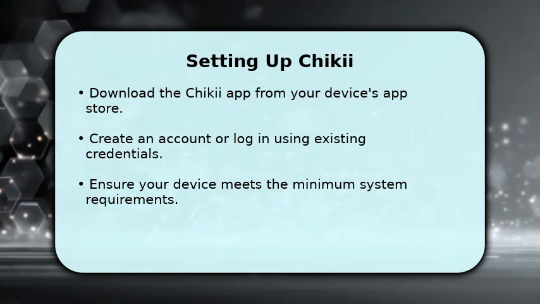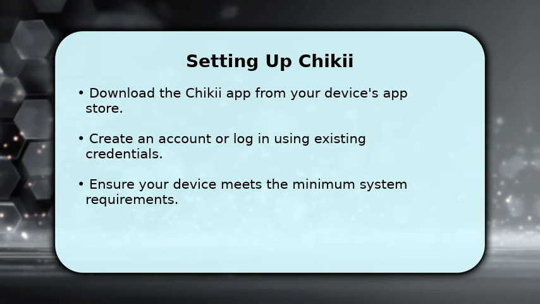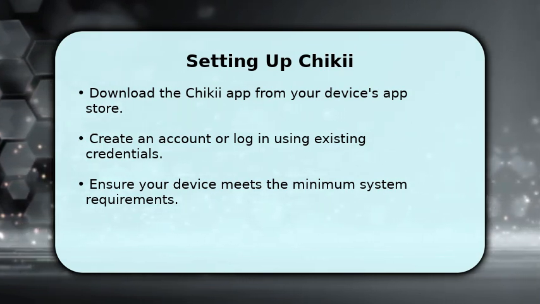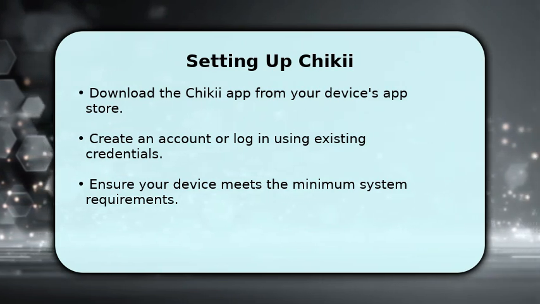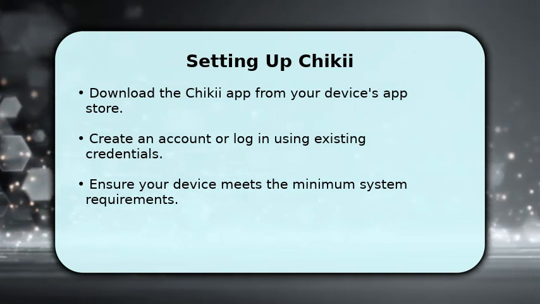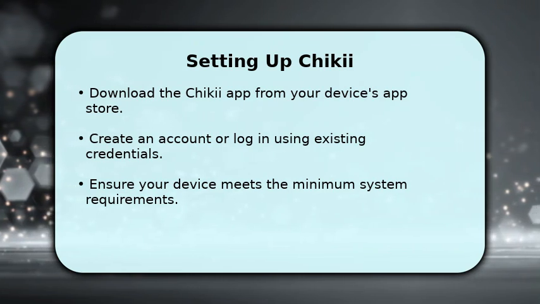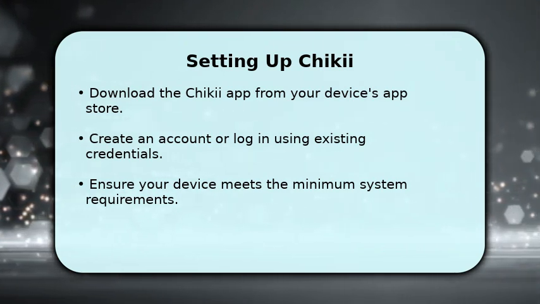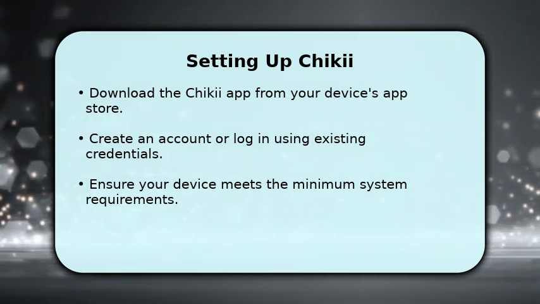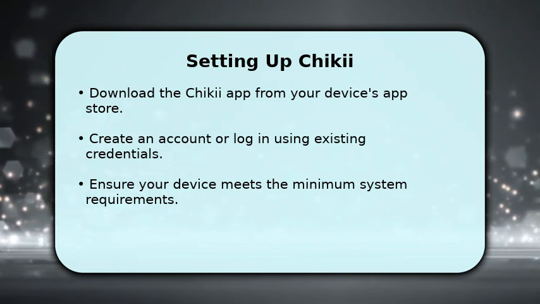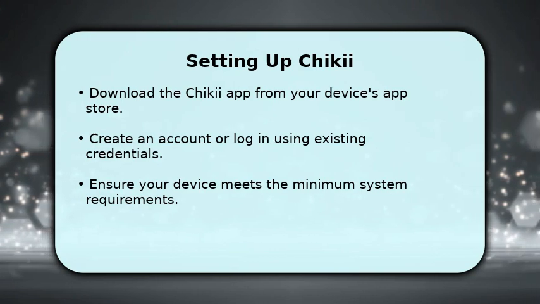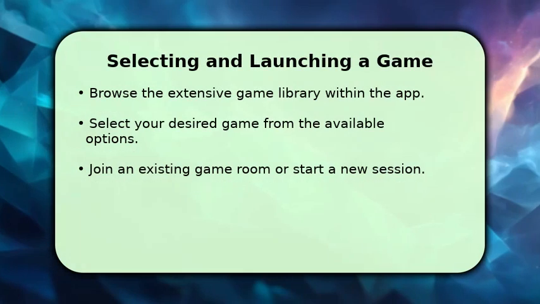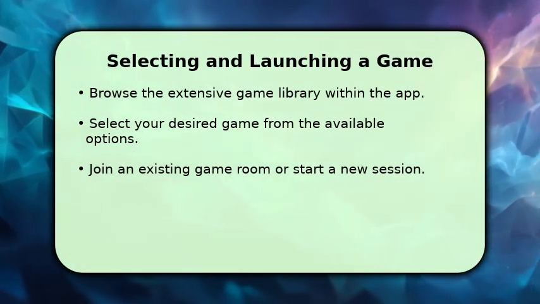Getting started with Chikii is quite straightforward. First, head over to your mobile device's app store and download the Chikii application. Once installed, you will need to create a new account or simply log in if you already have one. Remember to ensure your device meets the basic system requirements for the app to run smoothly. Finally, connect to a robust Wi-Fi network, ideally with at least 15 megabits per second download speed, for the best experience.